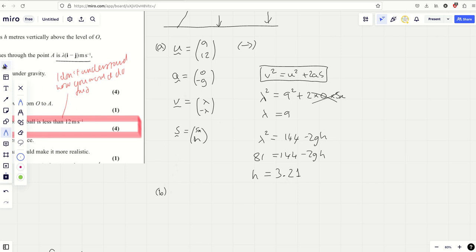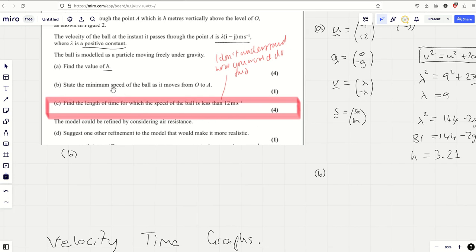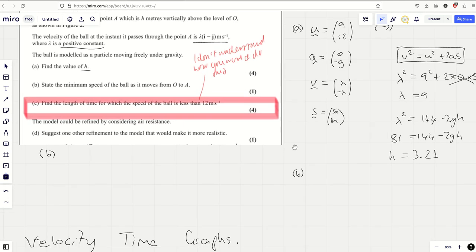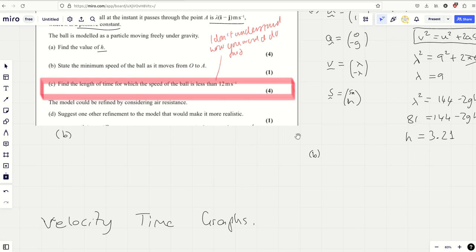Okay, part B. Now this is where it gets weird, isn't it? Because it wants minimum speed here, and then part C where you're stuck, the length of time for which the speed of the ball is less than that, yeah? That's really weird, isn't it? That's kind of a tricky question. So, right, well, let's try and find out.